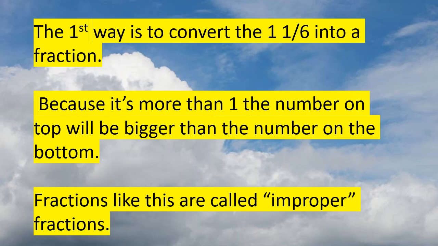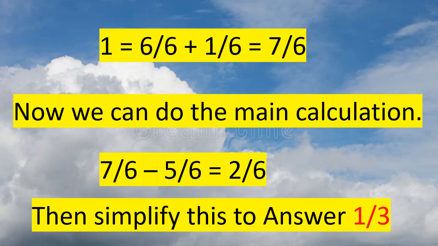First way is to convert the 1 into a fraction. Because it's more than 1, the number on the top will be bigger than the number on the bottom. Fractions like this are called improper fractions, I-M-P-R-O-P-E-R. So 1 equals 6 by 6 plus 1 by 6, so total 7 by 6. So now we can do the main calculation. 7 by 6 minus 5 by 6 equals 2 by 6. And then we can simplify 2 by 6, so the answer is 1 by 3.